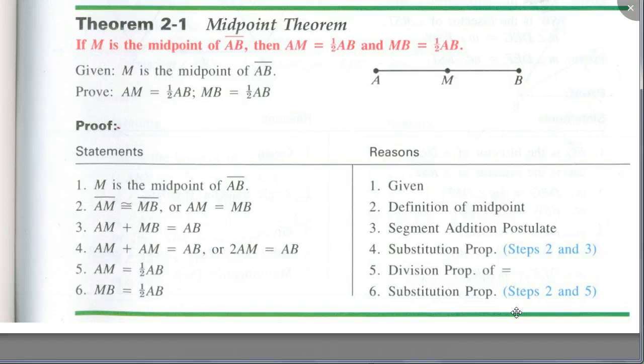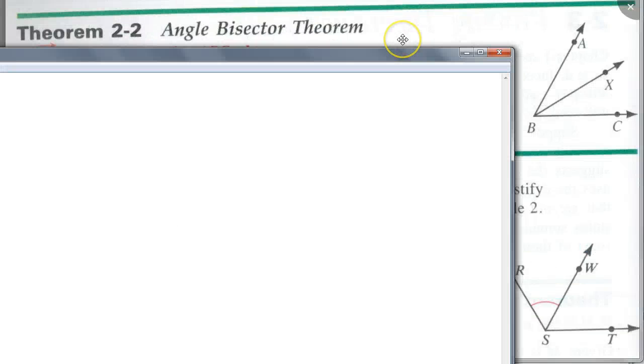Okay, may I move on? All right, let's go. Here's our next theorem. It is actually very similar to the one that we just did. And this is nice because it has a name again. The second theorem we're going to talk about today is called the angle bisector theorem, and there's a picture of an angle.